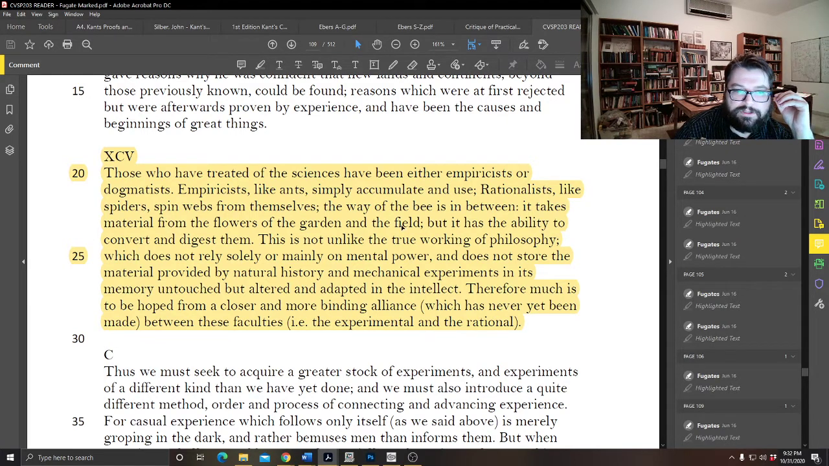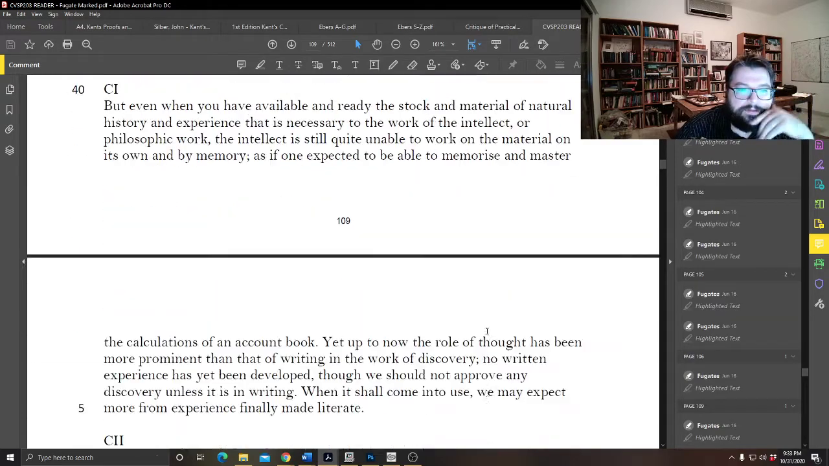It takes material from the flowers of the garden and fields, but it has the ability to convert it and digest it. The digestion is that process of methodological experimentation and so on. This is not unlike the true working of philosophy, which does not rely solely or mainly on mental power, and does not store the material provided by natural history and experiments in its memory untouched or unaltered, but altered and adapted in the intellect. Right? Therefore, much is to be hoped for from a closer and more binding alliance between experiment and rational argumentation. So his is a path in between.